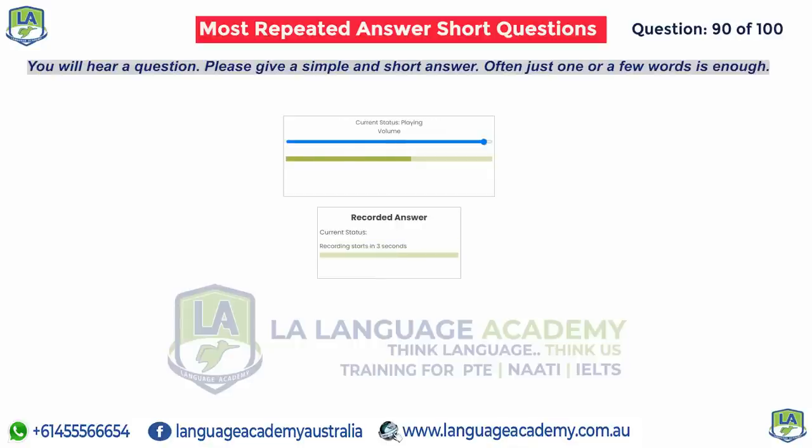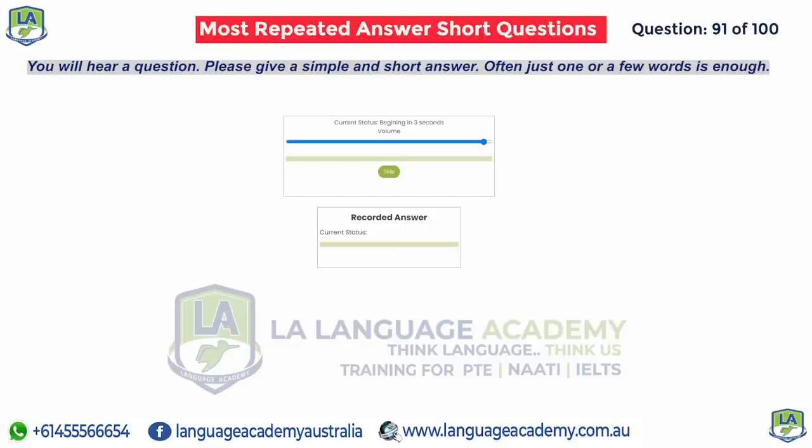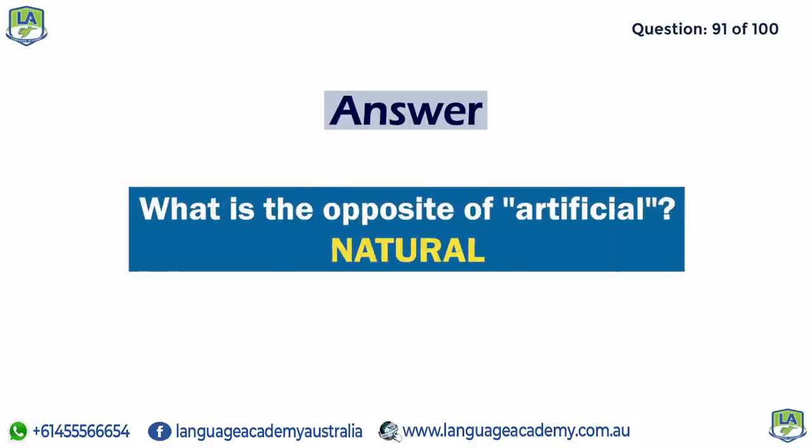What is the name for the cultivation and management of gardens? Horticulture. What is the opposite of artificial? Natural.